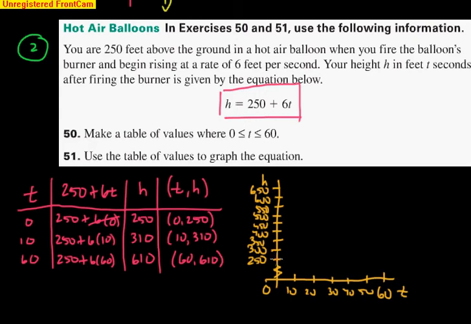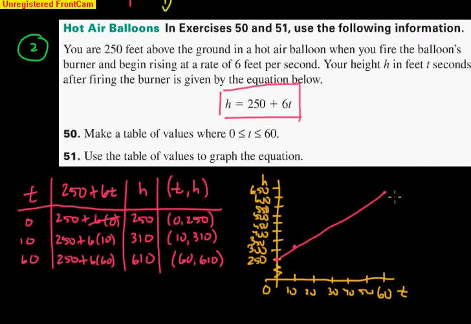0 to 50. 10, 310. So just above 300. And then 60, 610. Just above 600. And hopefully, and I'm not very good at straight lines on this thing, hopefully it'll go in a nice straight line. And you could keep it going if you wanted to, I don't care.